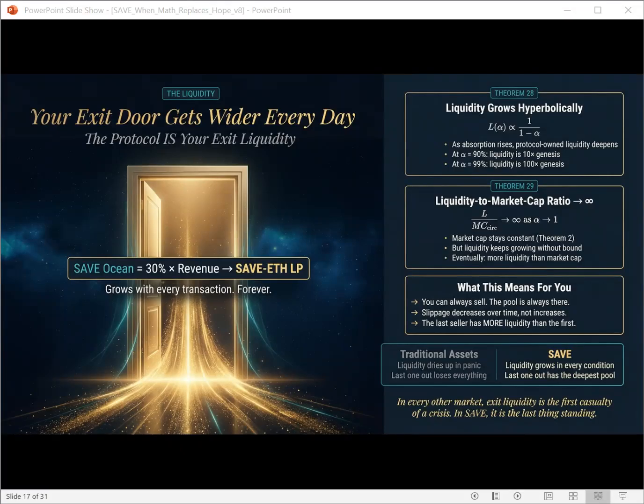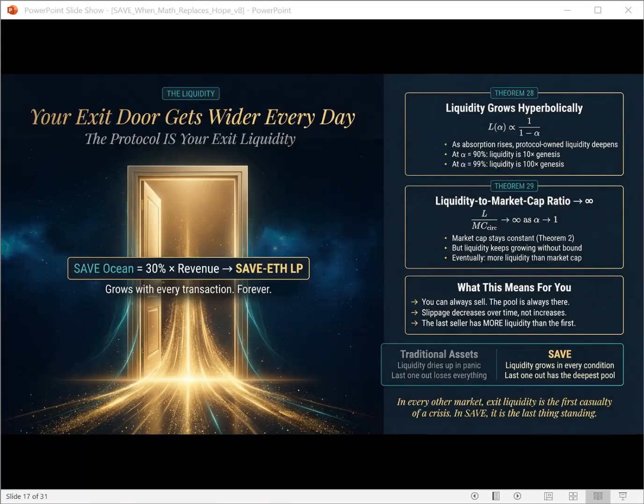The most common objection to any high performing asset is, sure, the price is up, but can you actually sell? The SAVE Ocean, the protocol's dedicated liquidity pool, receives 30% of all protocol revenue. Under the volatility feedback loop, revenue grows hyperbolically as alpha increases. This means the liquidity available for SAVE holders to exit grows exponentially over time. Meanwhile, the circulating market cap of SAVE grows at most linearly, bounded by Ghostmint sales. So the ratio of liquidity to market cap improves continuously.